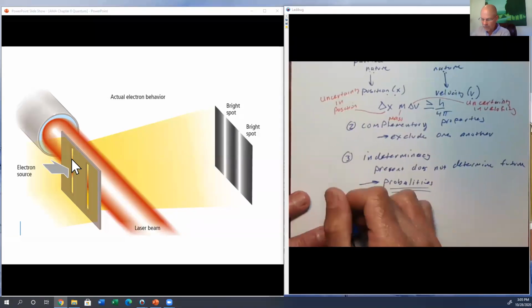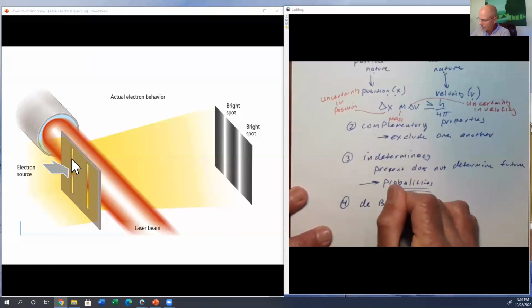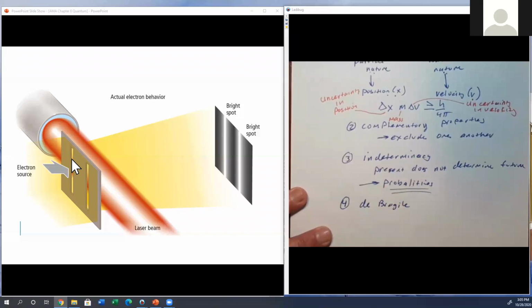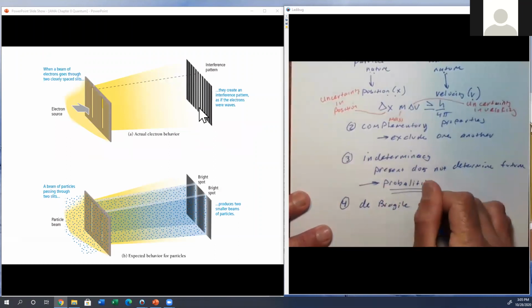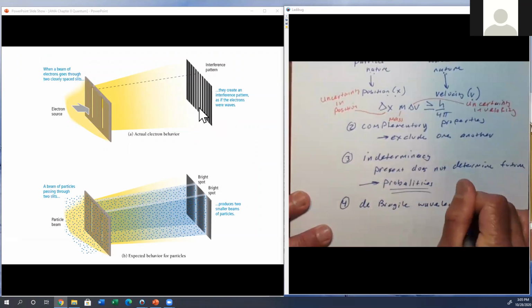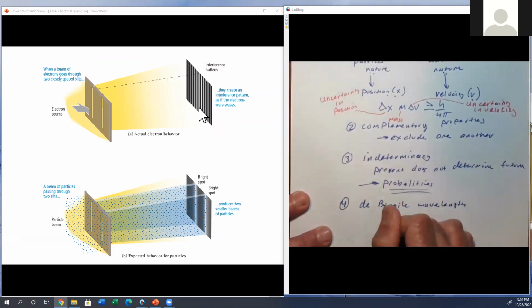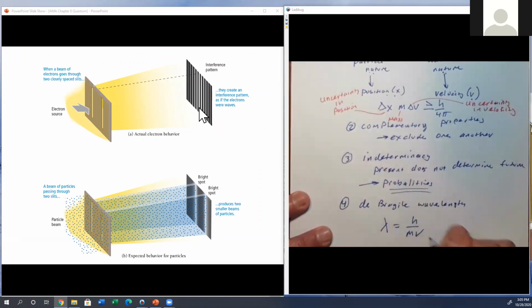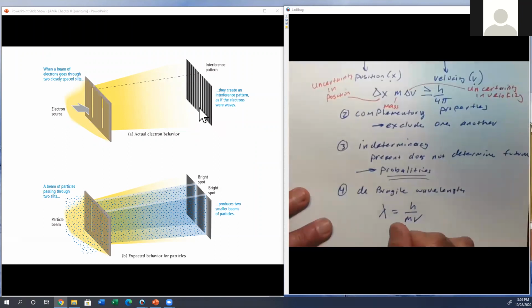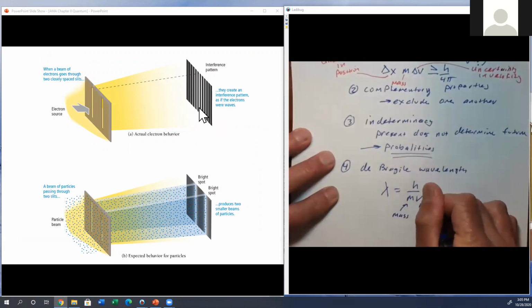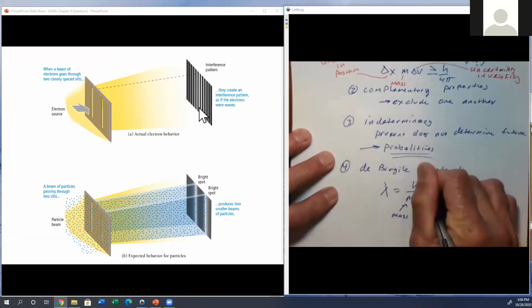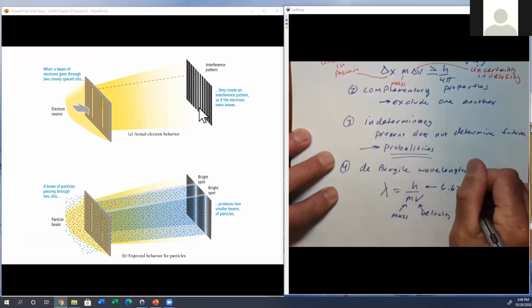Lastly, from all of this, you can get the de Broglie wavelength of matter. These electrons, because they produce this interference pattern, they have a wavelength associated with them. And that wavelength depends on their energy. So lambda is equal to h over mv, where m is the mass of the electron, v is its velocity, and h is just Planck's constant again.